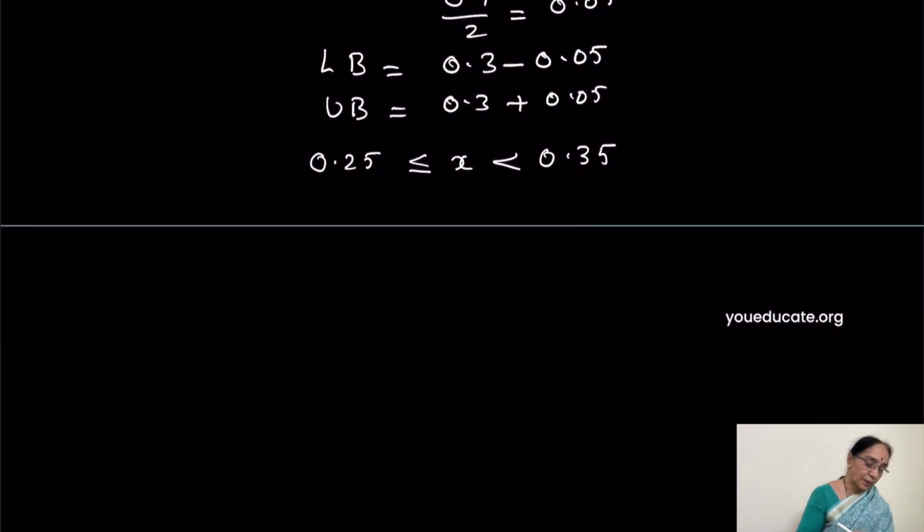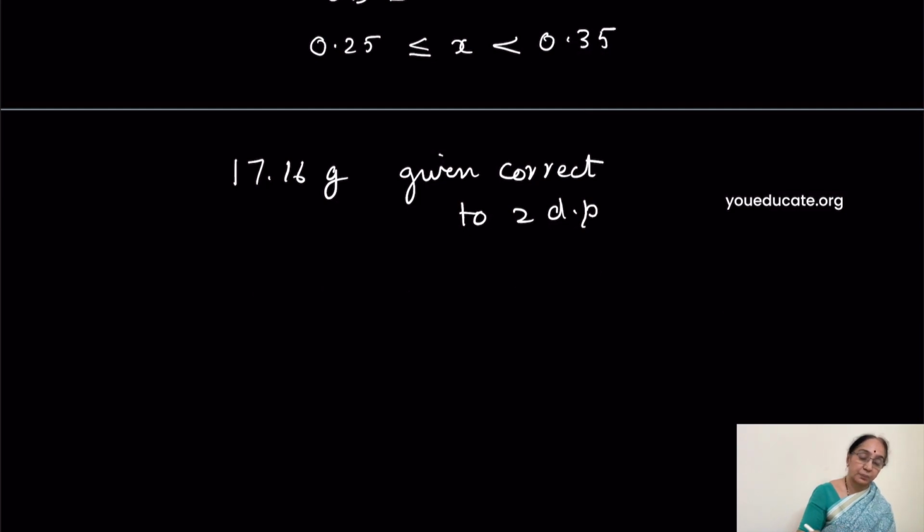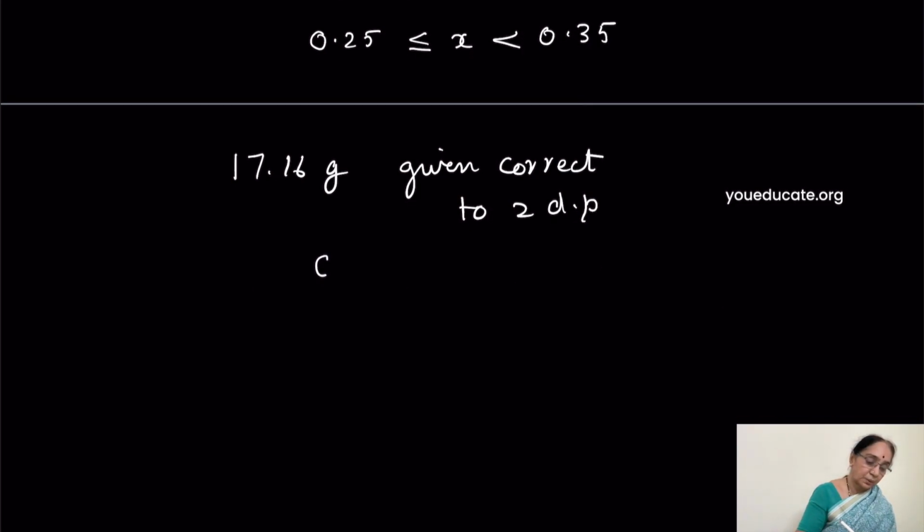Now we'll see another one and we'll take this weight. Now 17.16 grams. This is the weight of some object. It is given correct to 2 decimal places. Now let us get the upper bound and the lower bound. Now correct to 2 decimal places, we will consider 0.01. Always write the unity. And that is divided by 2. Because 2 decimal places, here we take 0.01, that also has 2 decimal places, divide by 2. When I divide by 2, I get 0.005.